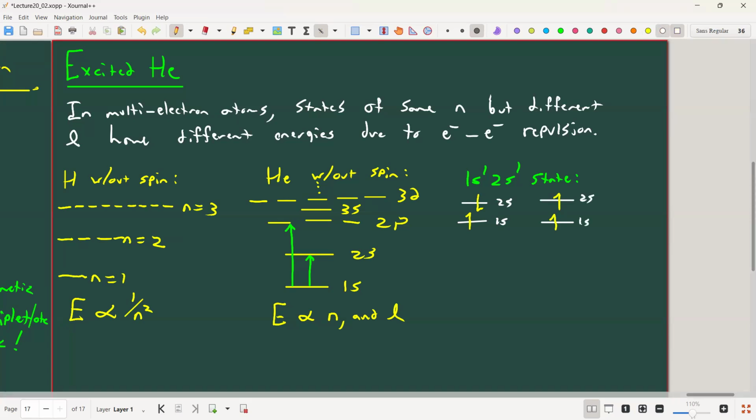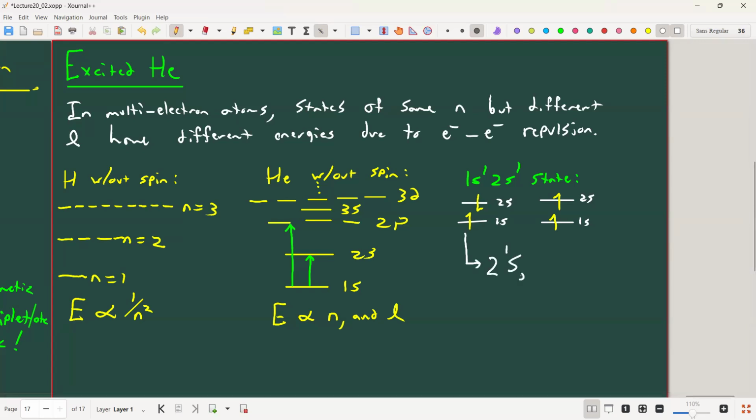What are the term symbols? Well, it's not too hard to argue that this would give us a singlet, right? Because the spins cancel out. They're both L equals 0 states. You've just excited one to N equals 2. So this one is just like the 1s. It's going to be the 2, 1, S, 0 state. Exactly the same analysis as before.